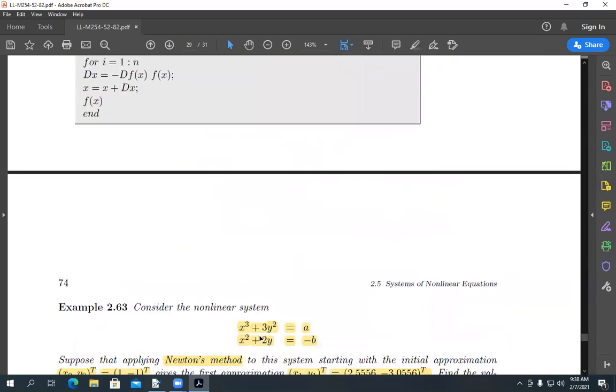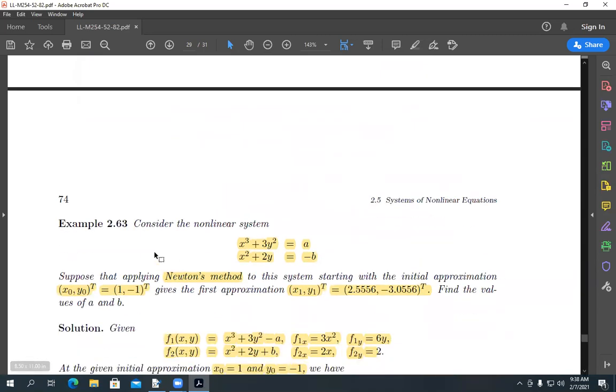That's the last example of this chapter. We are given 2 nonlinear equations, x cubed plus 3y equal to a, and x squared plus 2y equal to minus b. Because we don't know the values of a and b, my question is: use Newton method for the system of 2 nonlinear equations, with this initial approximation. And the first approximation is also given by the teacher, so no need to find the first one. He said find the values of a and b. So you have to do the same way.